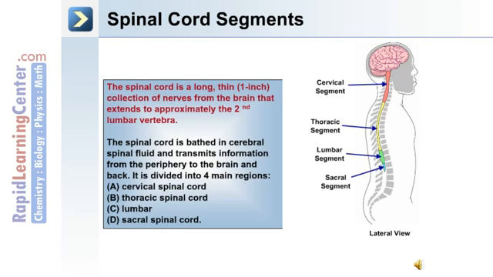The spinal cord structure. The spinal cord is long and thin, approximately 1 inch, except for the cervical and lumbar enlargements. It's a collection of nerves from the brain that extends to approximately the second lumbar vertebra. The spinal cord is bathed in cerebrospinal fluid and transmits information from the periphery to the brain and back. It's divided into 4 main regions: the cervical spinal cord, the thoracic spinal cord, the lumbar, and sacral spinal cord.